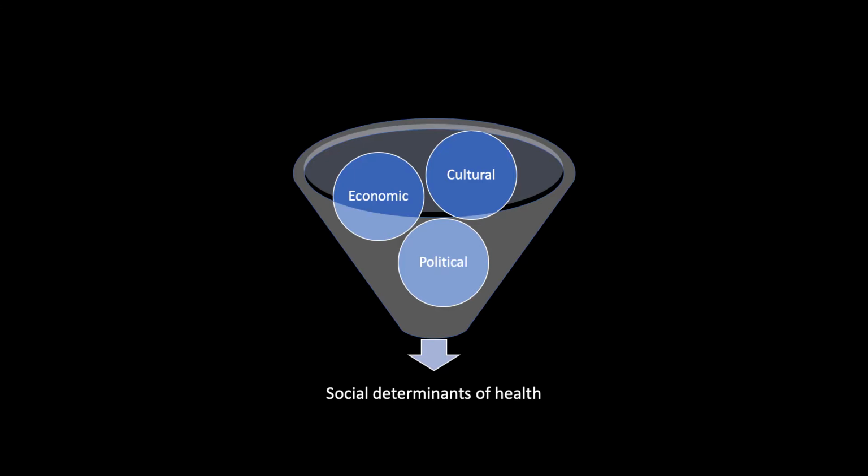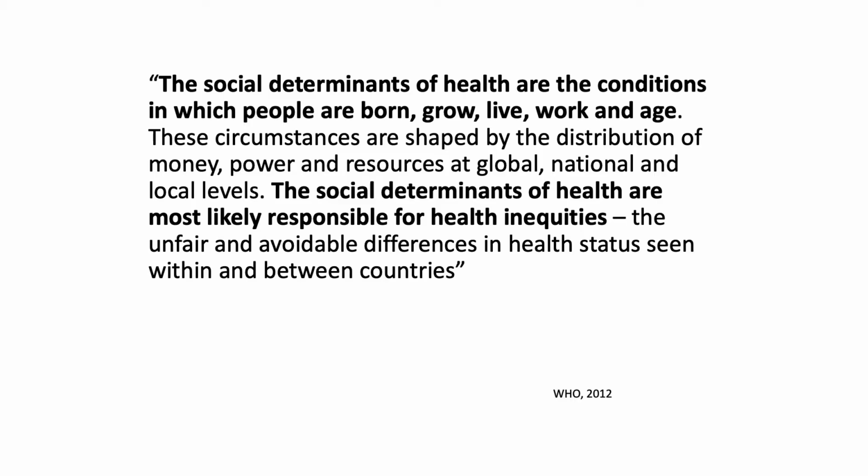We now turn our focus to the social determinants of health. To begin, a definition. A definition provided by the World Health Organization appears on screen. The social determinants of health are the conditions in which people are born, grow, live, work, and age. These circumstances are shaped by the distribution of money, power, and resources at global, national, and local levels. The social determinants of health are most likely responsible for health inequities, the unfair and avoidable differences in health status seen within and between countries.